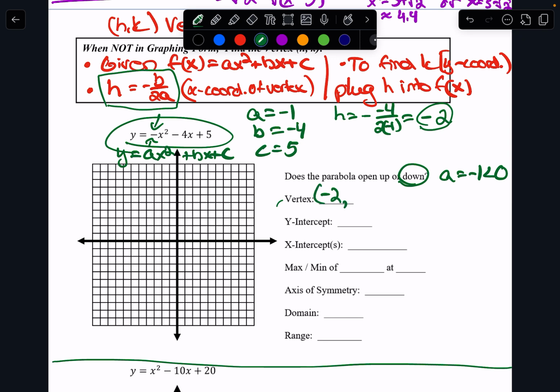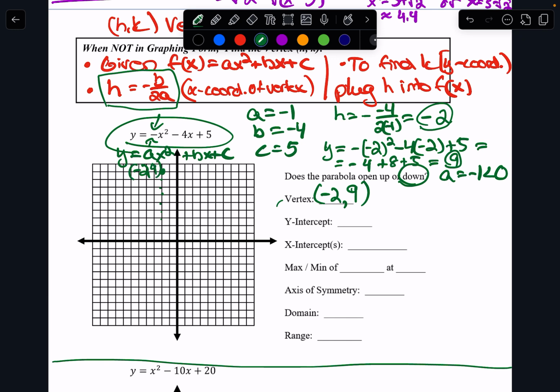Now we need our k. So again, to find k, plug h into f of x. So we're going to do y equals negative 2 inside parentheses squared minus 4 times negative 2 plus 5. Okay, negative 4 plus 8 plus 5 gives us a 9. So our y coordinate of the vertex is going to be 9. So -2 and 9: 1, 2, 3, 4, 5, 6, 7, 8, 9, all the way up here. It's a good thing it opens down.